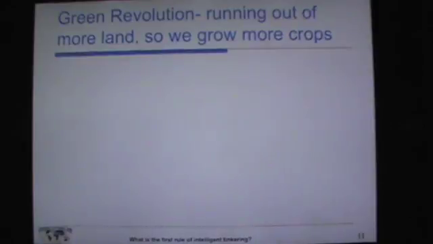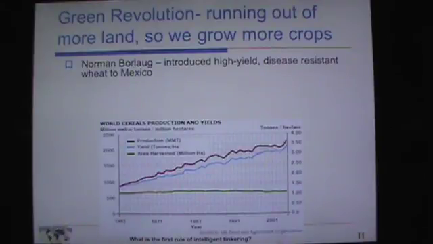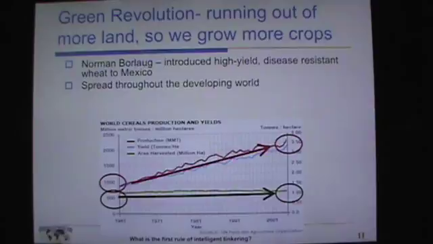So the Green Revolution. We've been running out of land as the population increases, so we grow more crops. A man named Norman Borlaug introduced high-yield, disease-resistant wheat to Mexico, and it spread throughout the developing world. Look at this graph: starting in 1961, the production was approximately 1,000 million metric tons, 1 billion metric tons per year. It increased from 1961 to about 2005 to approximately 2.25 billion tons of cereal produced. That's how much was produced, but we're still working with the same amount of land.